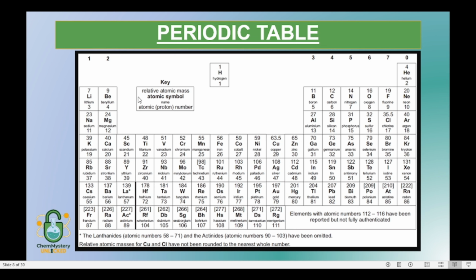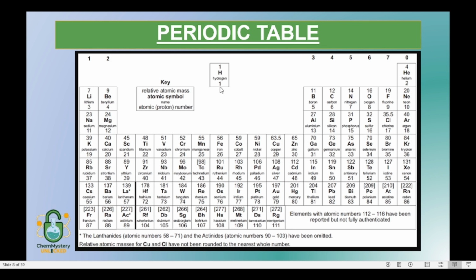As we move from left to right, this is the first period, this is the second period, this is the third period, this is the fourth period, this is the fifth period, this is the sixth period, this is the seventh period. So there are 7 periods. Now, it tells us the number of occupied shells.